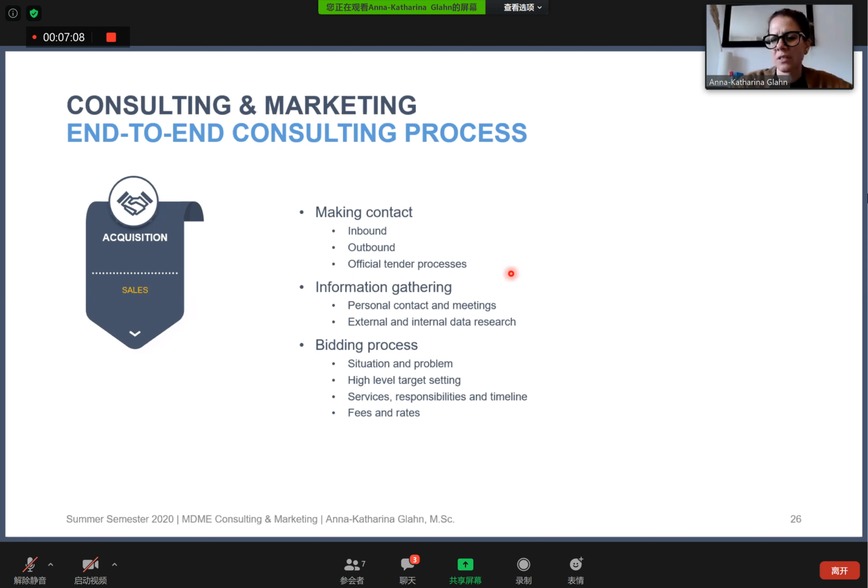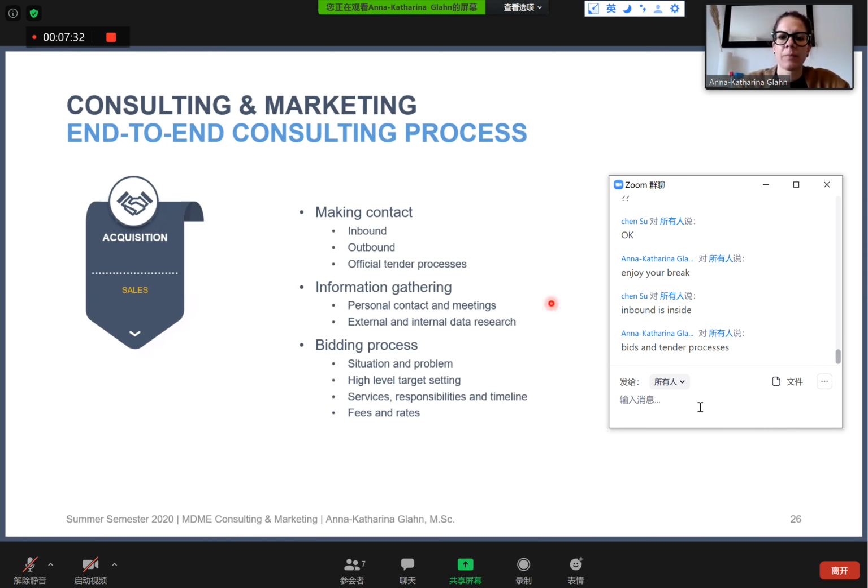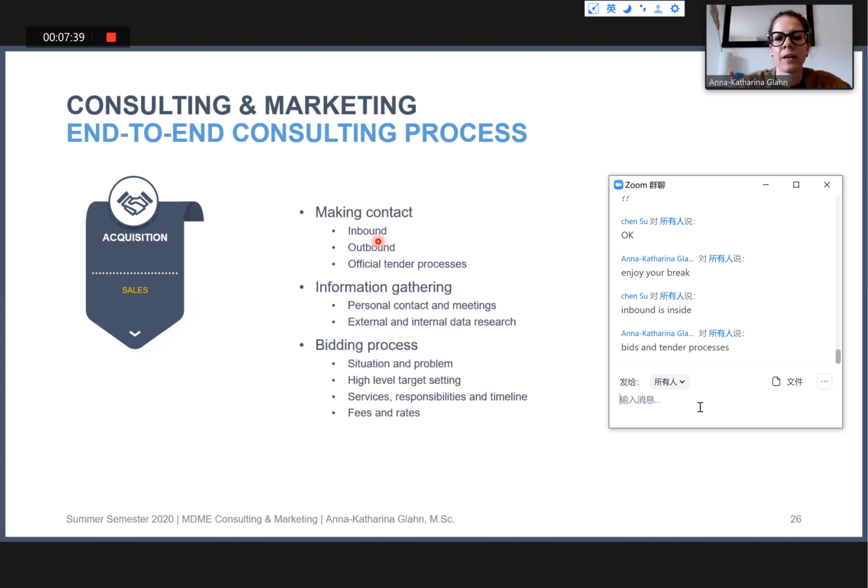And the official tender processes, have you ever heard, all of you, about bids and tender processes? Bids and tender processes. That means that a client has a consulting project to manage, and they have an order they want to give to a consulting company, but they don't want to choose them just by checking their websites and asking about prices or something like that.